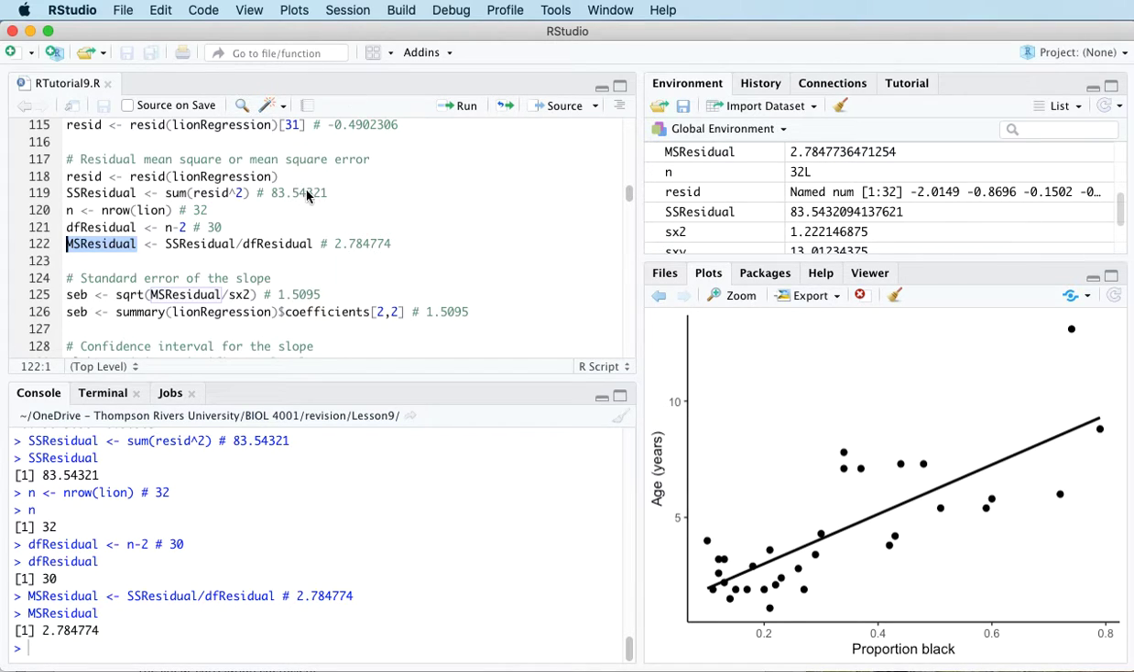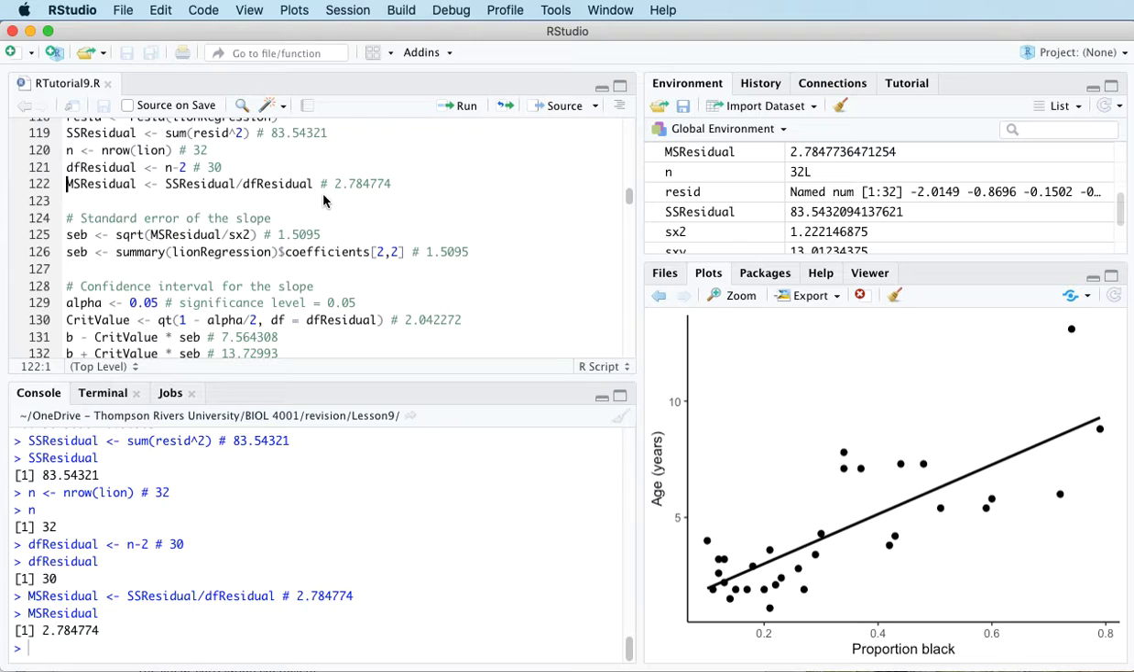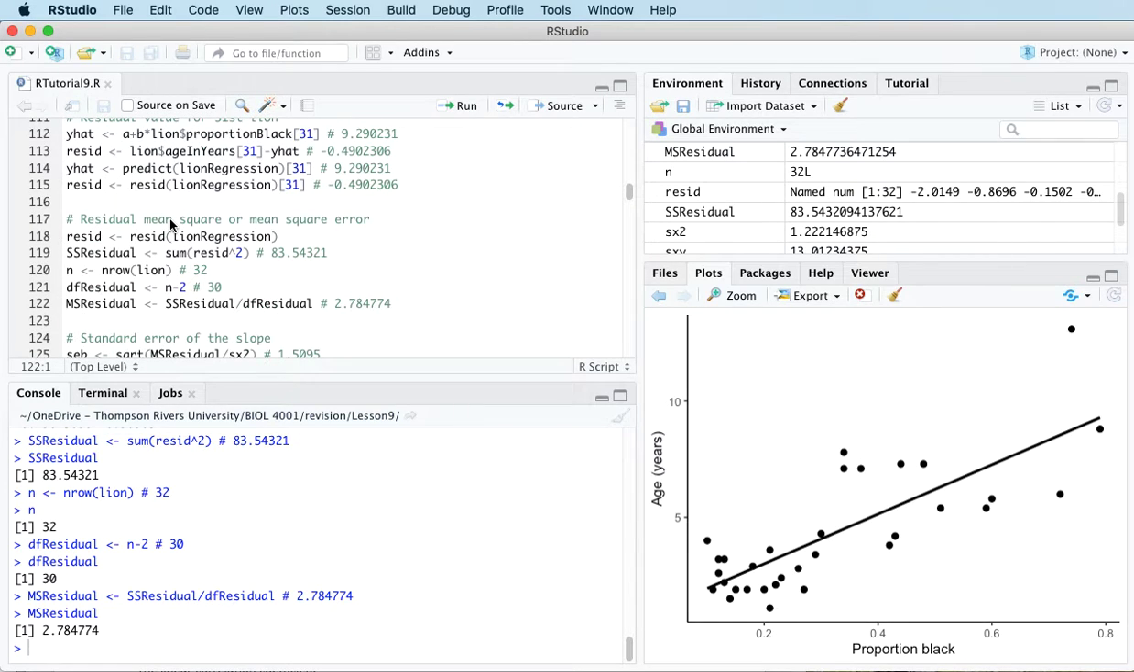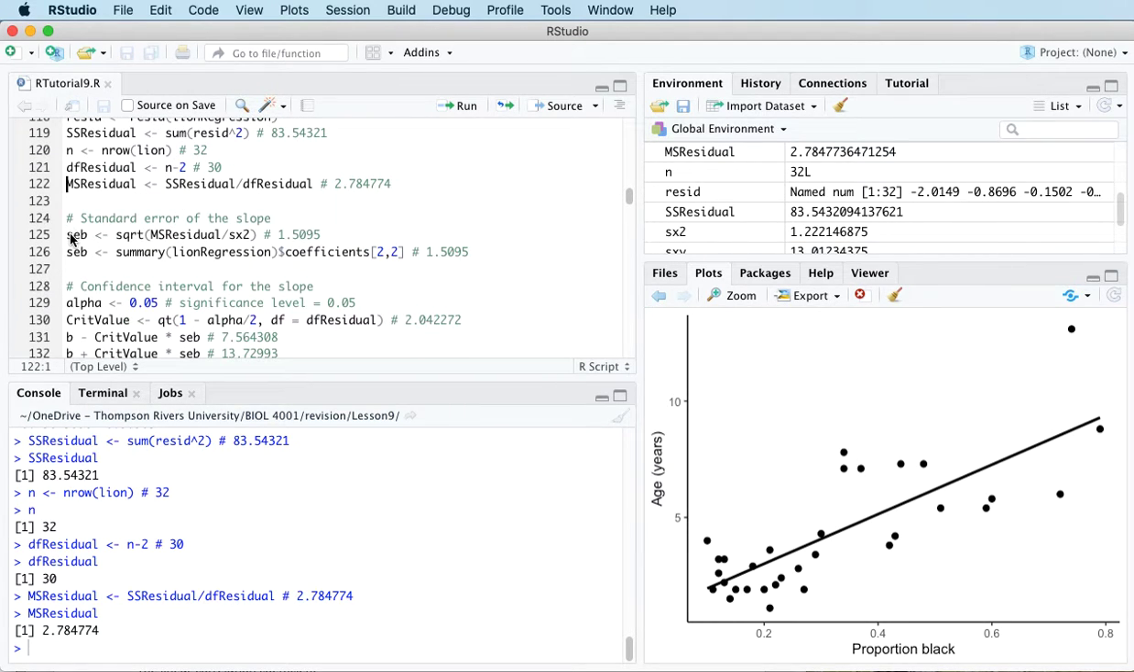So this is typically called the mean squared error. It can also be referred to as the residual mean square. So you'll hear both of those terminologies used. So we can then use that mean squared error or residual mean square, and we can calculate the standard error of the slope. So that's what I'm doing here.